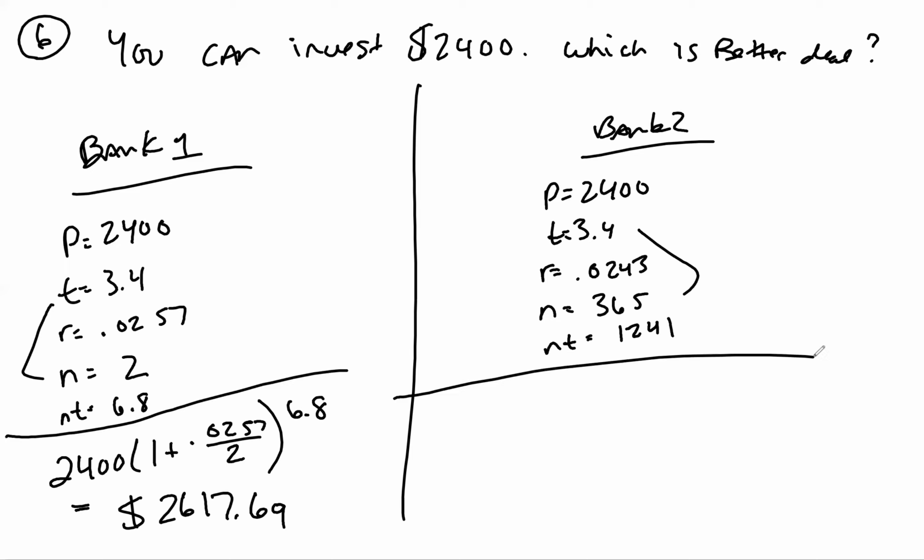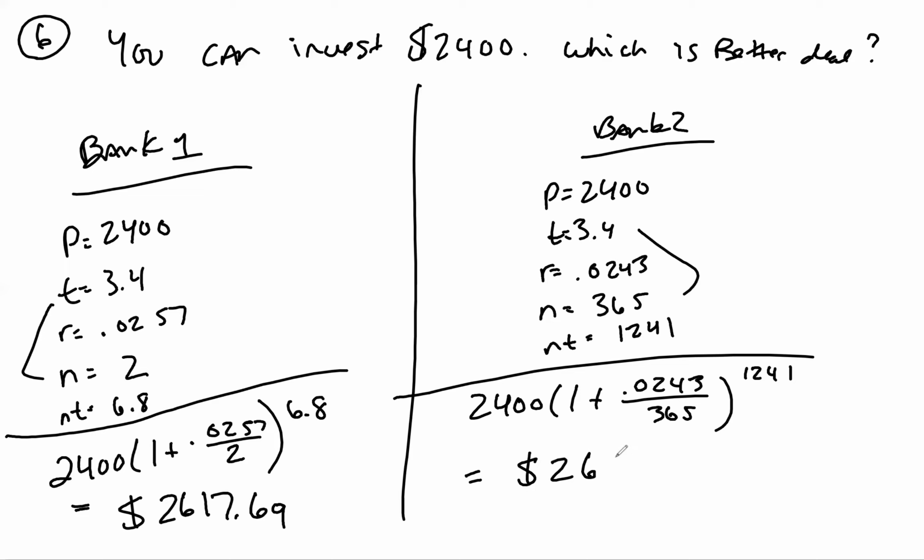Now let's do the same exact thing for bank 2. Let's calculate it and see what we get. So we're putting in our $2,400, 1 plus our different rate, so be careful of your rates, 0.0243 divided by the N of 365, and that whole thing is raised to the 1,241st power. And so again, this is strict calculator work. So you type all this in, and the number that it produces back to you is $2,606.70.